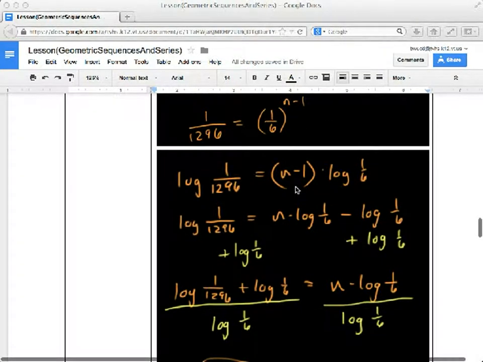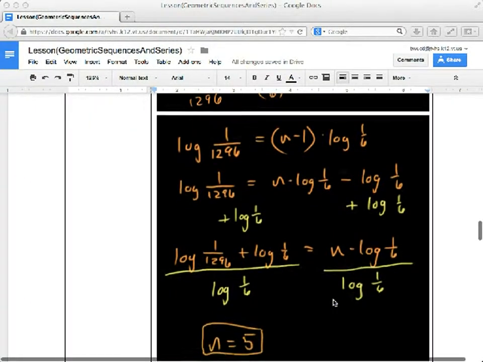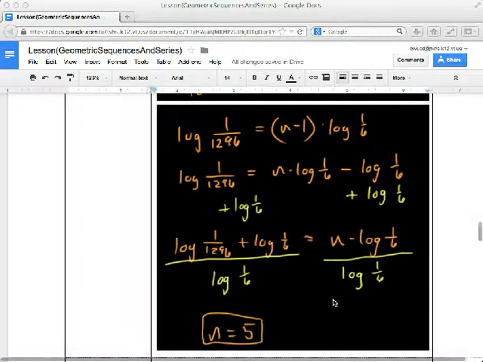So I pull the n minus 1 out front. I distribute the log of 1/6 to both of those, and then I move all of the non-n's away, and then I'll divide. And you end up getting n equals 5, which I'm sure was extremely apparent. Actually, I bet if I worked in base 6, if I used log base 6 on both sides, I could have made this problem a lot easier for us. But I used a calculator to figure it out myself, which is fine.